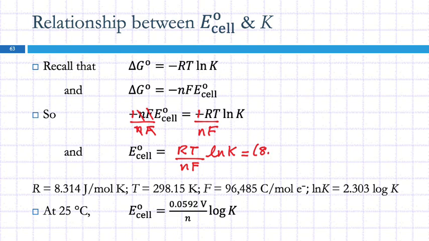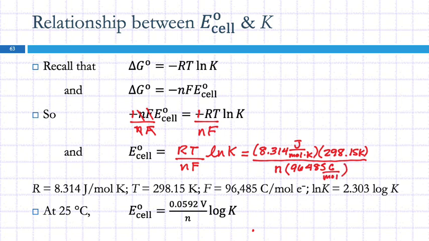So R, 8.314 joules per mole Kelvin. T is 298.15 Kelvin. Divided by n, moles of electrons. That's going to be different for different reactions. And then 96,485 coulombs per mole. And so the K's are going to cancel out, these moles are going to cancel out. The unit here we have is joules per coulomb, which is equal to what? Volt. That's equal to a volt. Just another name for it.